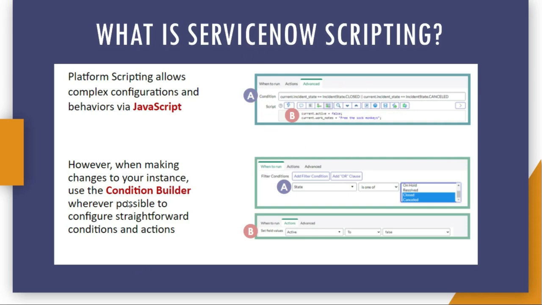However, when making changes to our instance, we can use the condition builder wherever possible to straightforwardly configure conditions and actions. Suppose when the state is closed or cancelled, we can set active as false. Okay, so this is the condition builder feature. This is used when we don't use scripting as part of our configuration change.